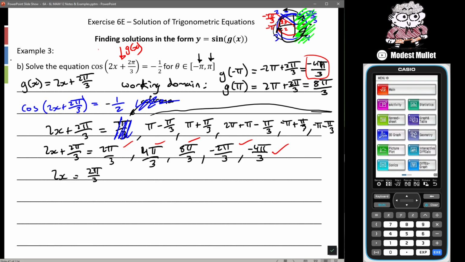And we have to take this because we've got plus 2 pi on 3 here on the left-hand side. We have to take away 2 pi on 3, so we have to take that away from every one of those solutions. 2 pi on 3, we get 4 pi. Take away 2 pi on 3. 8 pi on 3, take away 2 pi on 3. Negative 2 pi on 3.